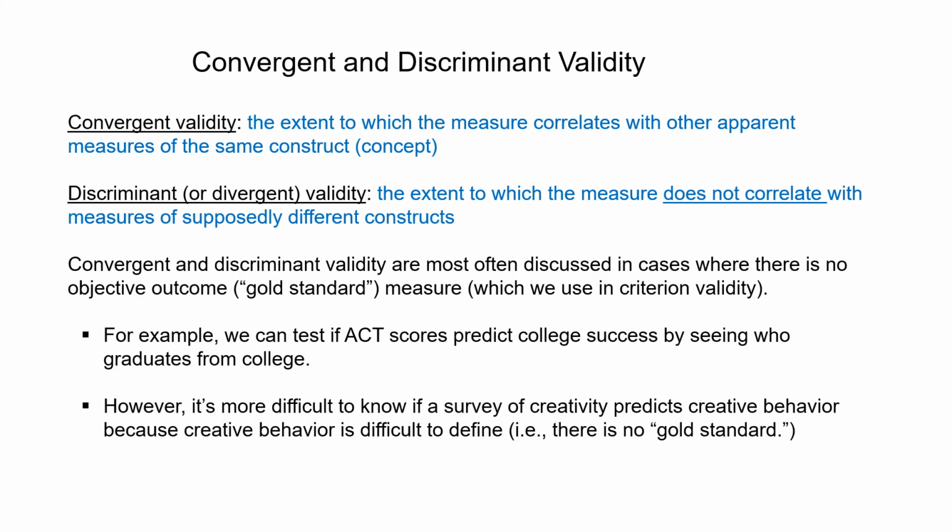They're most often discussed in cases where there's no objective outcome like a gold standard. We would use criterion validity specifically if we had that gold standard to compare it to. If we didn't, we'd use convergent and divergent validity in order to show that ours is closer to things that are measuring what we're measuring and far away from things that are measuring what we're not measuring. Example here, we can test if ACT scores predict college success by seeing who graduates from college.